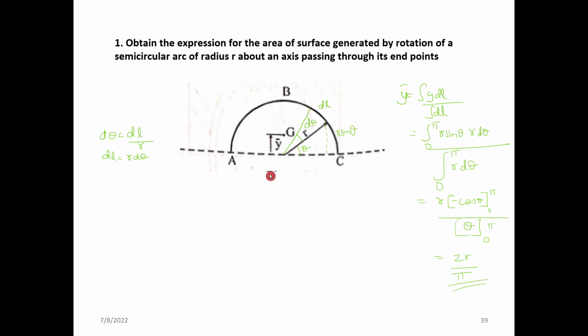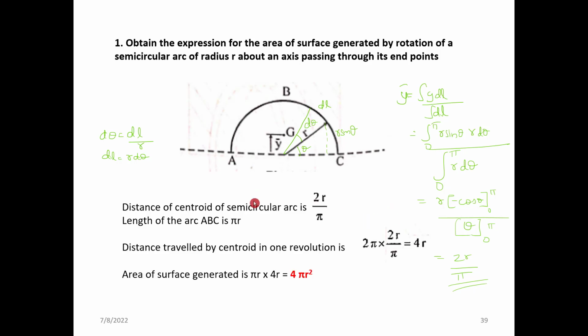Now remember that for the centroid of the semicircular area it was 4r by 3 pi. So for this semicircular arc it is 4r by pi, sorry, 2r by pi. And by applying the Pappus-Guldinus theorem 1, the distance of the centroid of the semicircular arc from this midpoint, this y bar, is 2r by pi. And the length of ABC, we know, is pi r. So this length into the centroid value will give you the total surface area generated by this revolution.